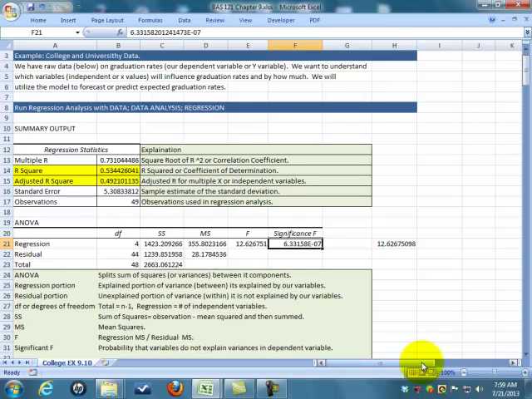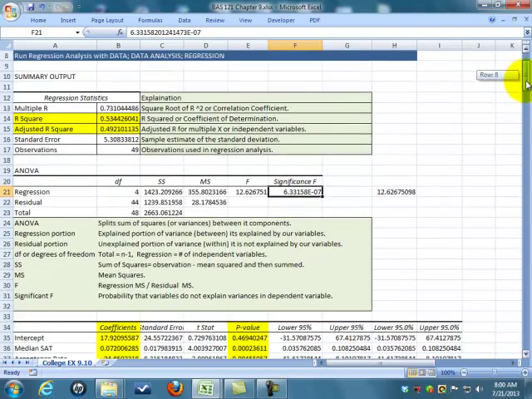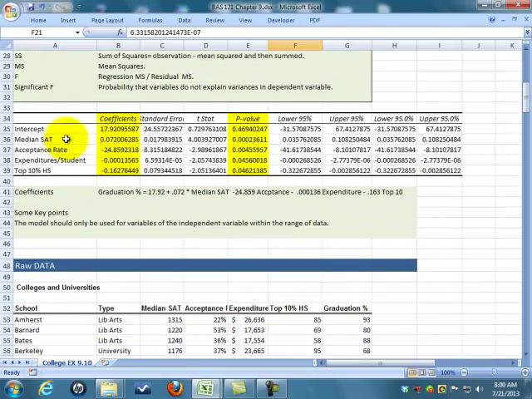If our null hypothesis was that these variables have no significance and no explanation of our dependent variable, this will allow us to reject that null hypothesis and basically say, yes, these variables do influence graduation rates.